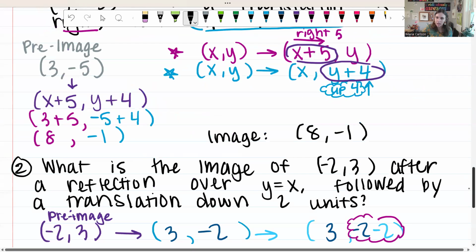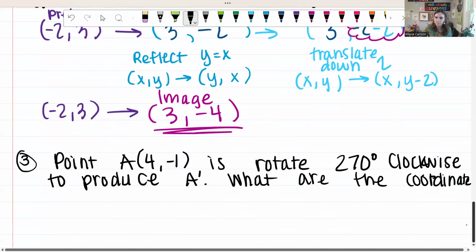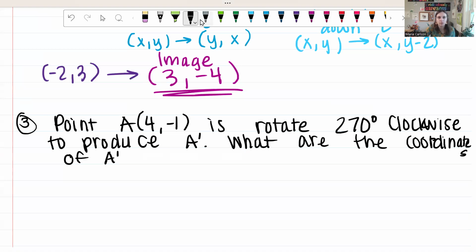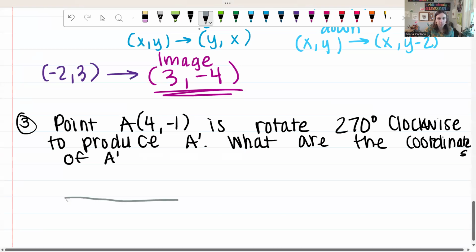Coordinates of A prime. So let's think about what it's asking us to do here. And I kind of would like to draw a little diagram. So this is our coordinate plane, x, comma, y.